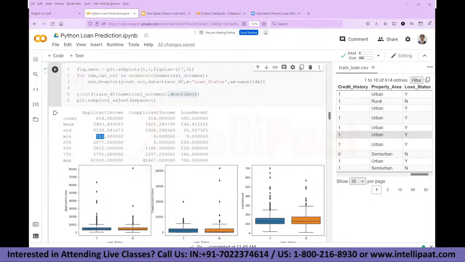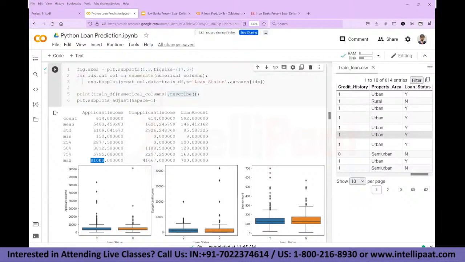Similarly, minimum is 150, 25th percentile is 2877, 50th percentile is 3812, which we call the median, right? Similarly, 75th percentile is 5795, and the maximum is 81,000, right? So that's how your data is. You see how much the difference is? The mean is 5,400 and your maximum is 81,000, right? So the average income here is about 5,000 and the maximum income is 81,000.